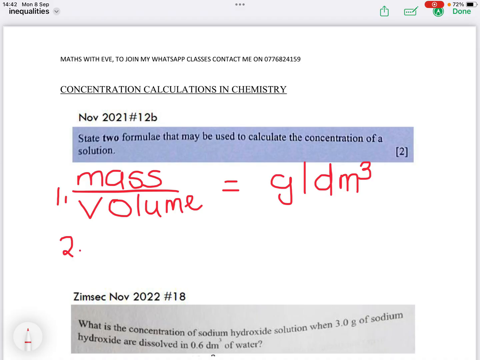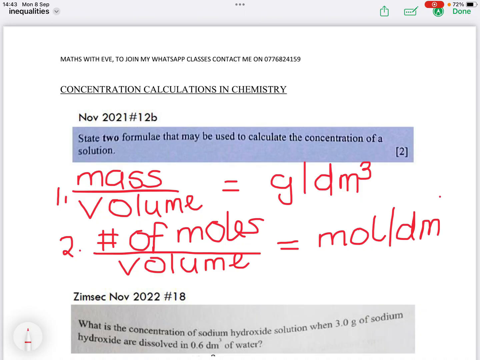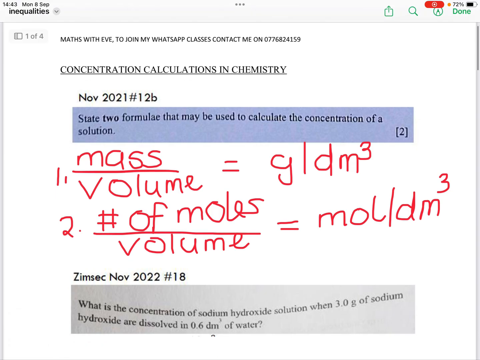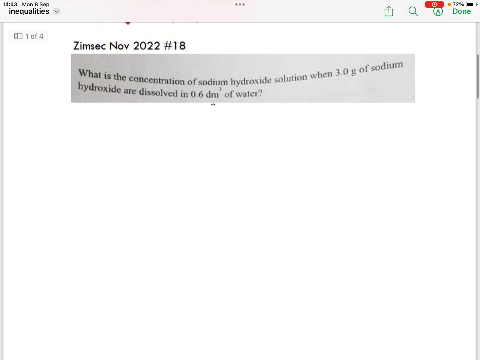And then the second formula, if we are calculating the concentration, we can say number of moles over volume. This is the second formula. So when we are now giving the units, we say moles per cubic decimeter. So these are two formulas that can be used to calculate the concentration. So we can now proceed to the second question.